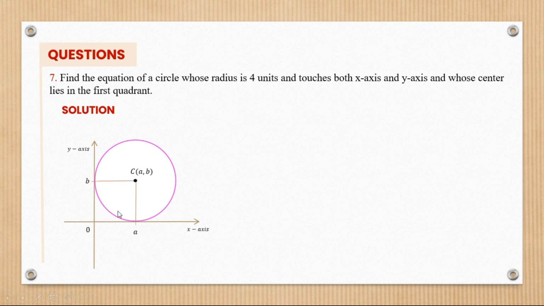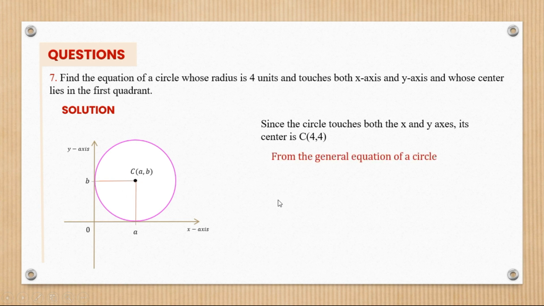Now as I can already see, it is very clear that this distance from here to here, which shall be equal to the radius, is also equal to the x-coordinate of the center. Then this distance from here to here, which is also equal to the radius, shall also be the y-coordinate of the center, which is b. So in this case, when a circle touches both x and y-axis, since the circle touches both, the center is actually going to be equal to 4. So you can see that the value of a is equal to the radius, and also the value of b is equal to the radius. So from the general equation of a circle, this is what I'll have.